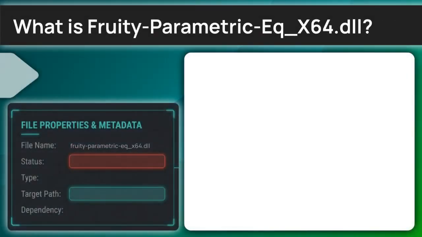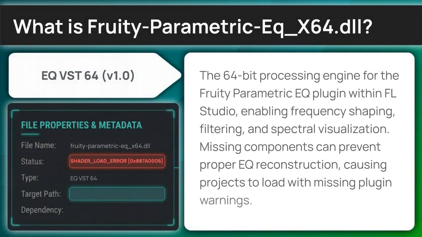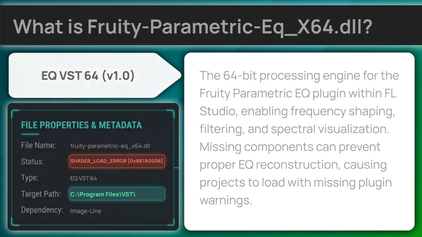This is the Fruity Parametric EQ 64 module, the 64-bit processing engine for the Fruity Parametric EQ plugin within FL Studio, enabling frequency shaping, filtering, and spectral visualization. Missing components can prevent proper EQ reconstruction, causing projects to load with missing plugin warnings. Understanding the file's role is a great start. Now let's look at replacing it.